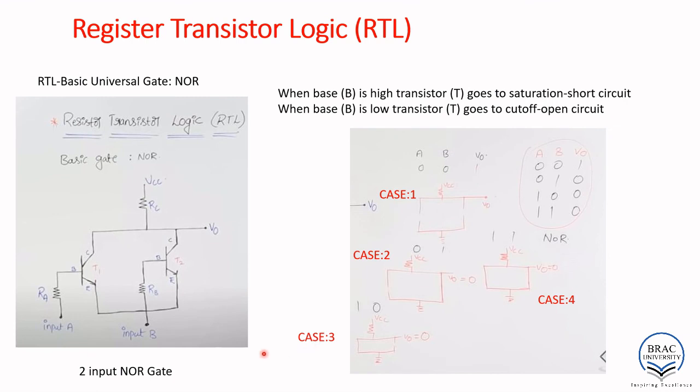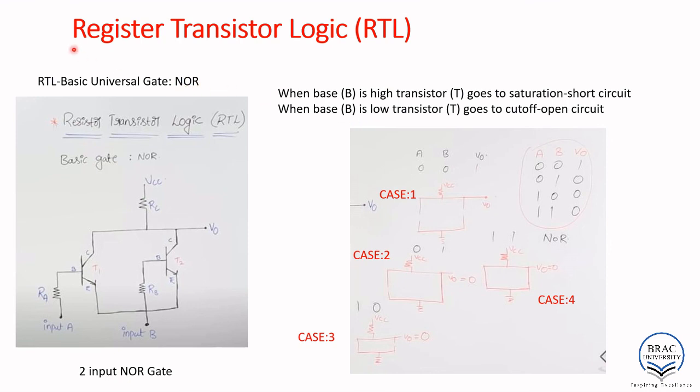Now consider the third case, which is 1 0. This one is 1, this one is 0, so this one is shorted, this one is open. So we are getting again the connection from V naught to ground, so again 0. And for the fourth case, 1 1, both of them are shorted, so obviously V naught is going to be 0. If you look at the truth table carefully, we can see if both of the inputs are 0, the output is high, otherwise the output is 0, which is the expected output of a NOR gate.